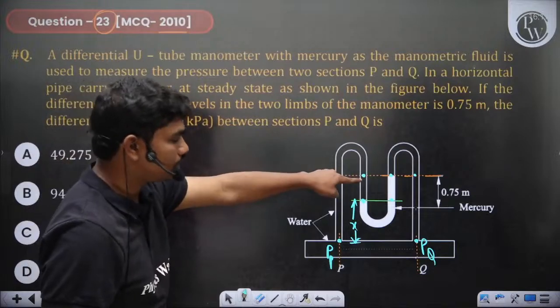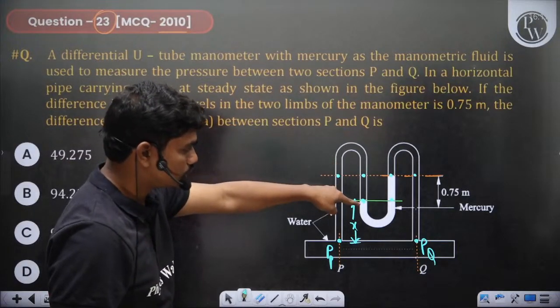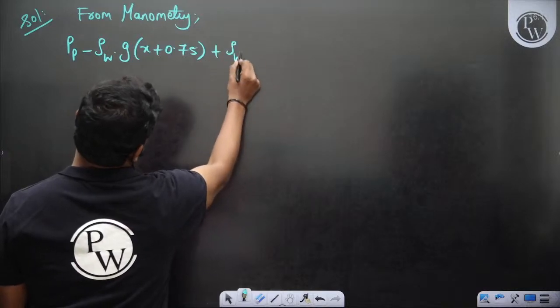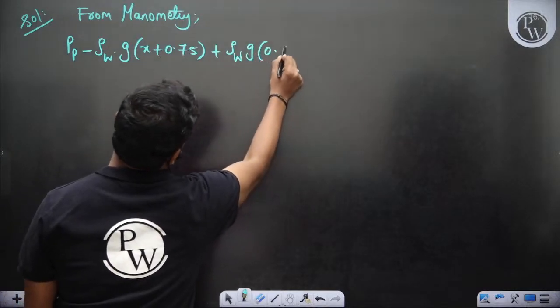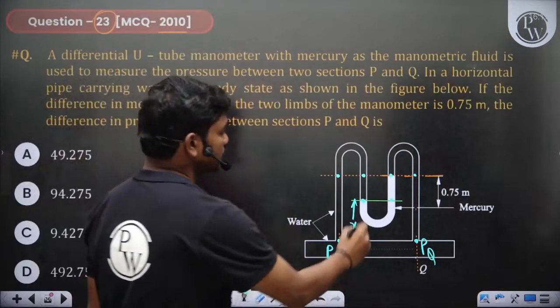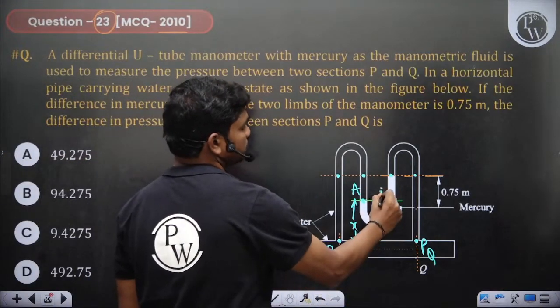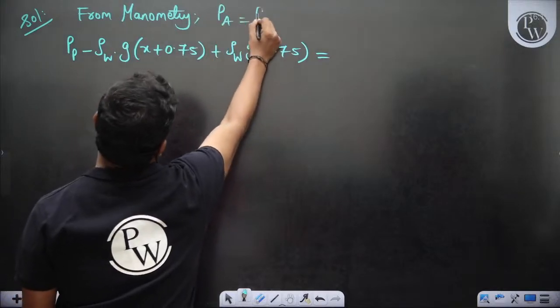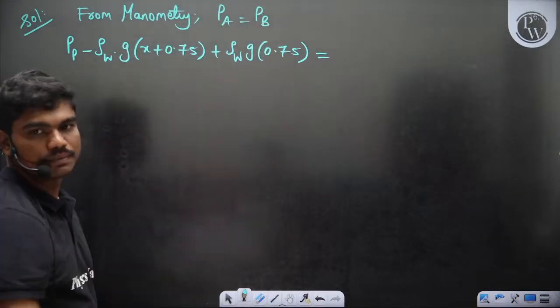So from here to here again the pressure is same. So from here to this point you again come back 0.75. So plus rho water g 0.75. That's all. Okay. So we have reached this pressure. Let's call this point A, for example, and this is point B. So PA is equal to PB. So this is the expression for PA actually.